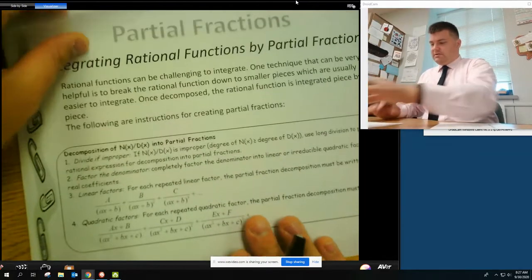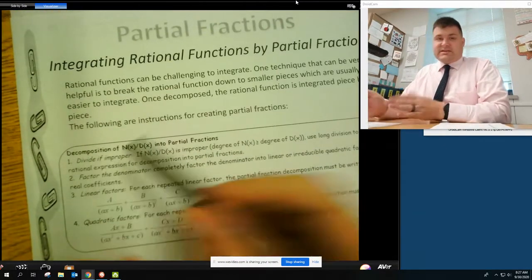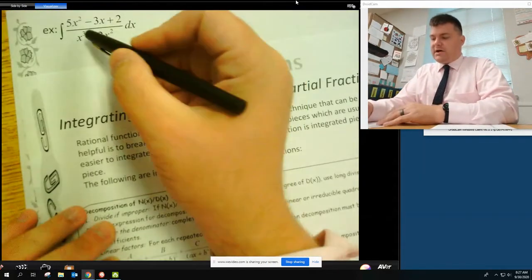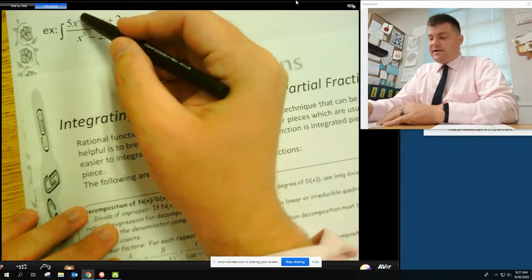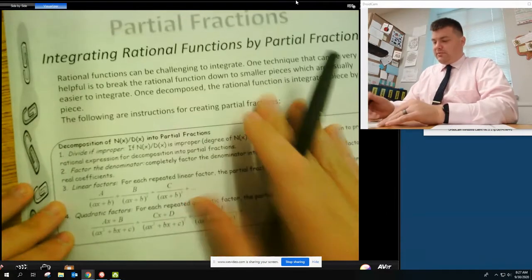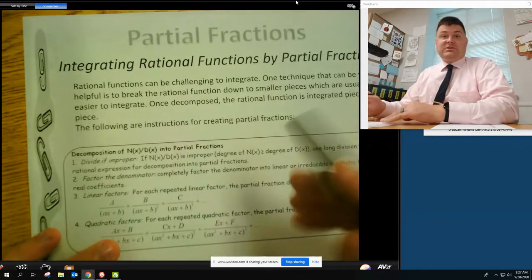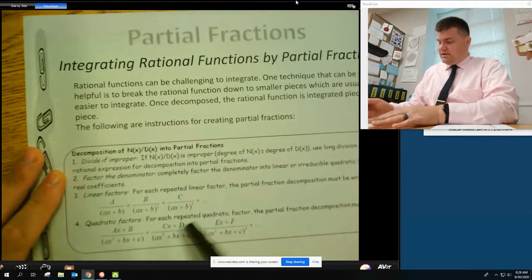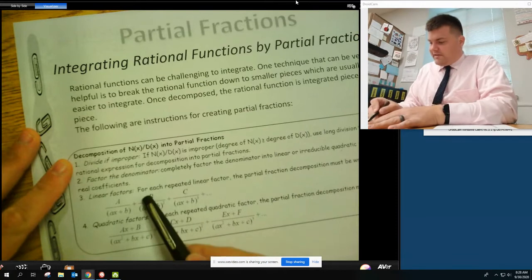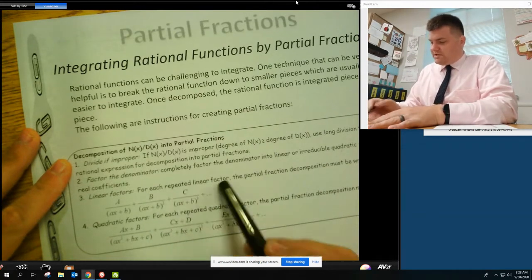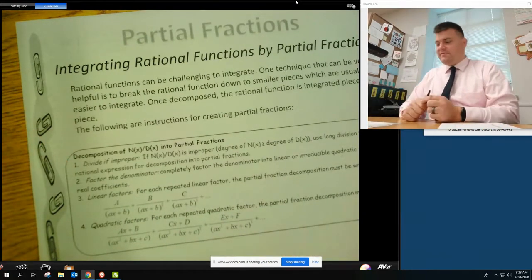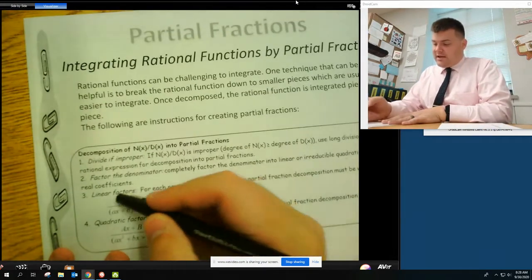Since step one's kind of done for us already, because I said you'd want to use long division if the top power is higher, but in this case the bottom power is higher, so we really can't break it down anymore. And then you want to factor everything, and we'll do that in just a second. And then here are really our cases. If you have linear factors, you would just write this as A over whatever plus B over whatever. However many factors you have will dictate what your A, B, and C are.